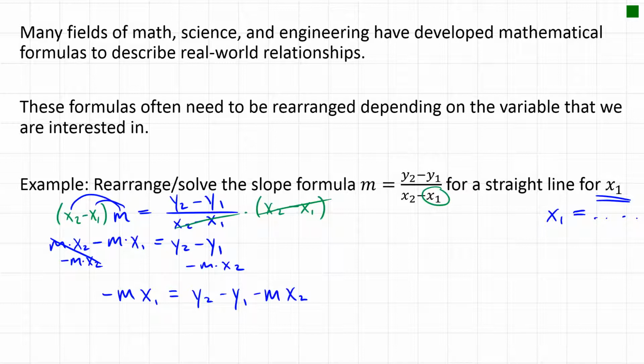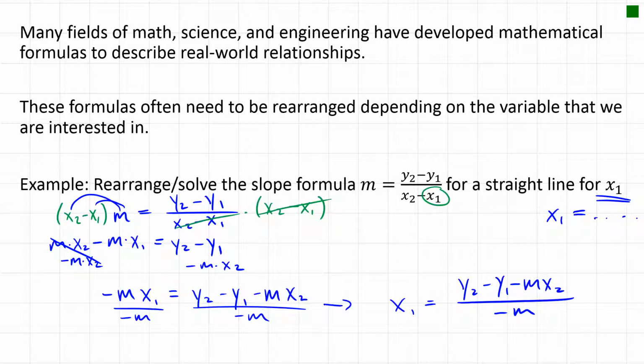The last thing I need to do to finish rearranging this equation for x1 is to divide each side by negative m. And that would leave me with x1 is equal to y2 minus y1 minus m x2, all divided by negative m. And so now I've finished my problem. I've rearranged this equation so that I have just x1 left all by itself.